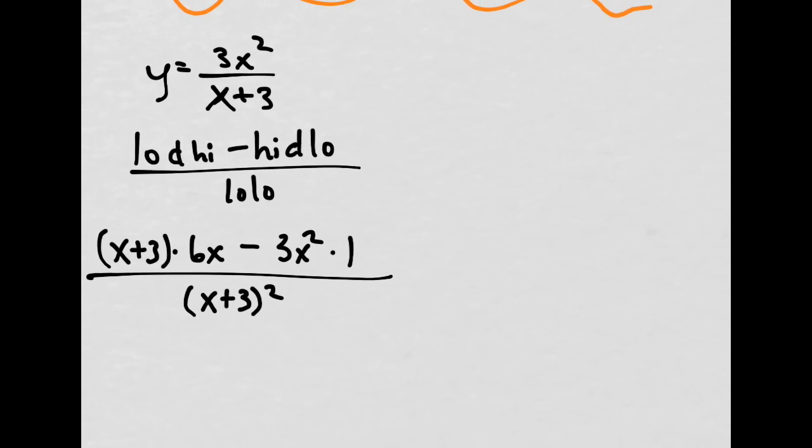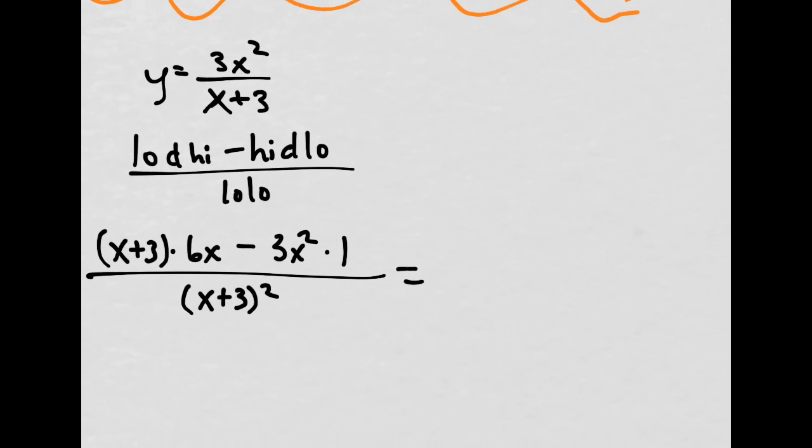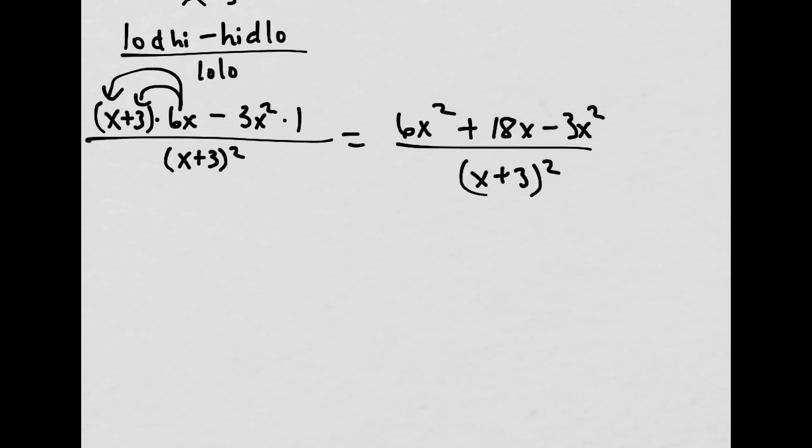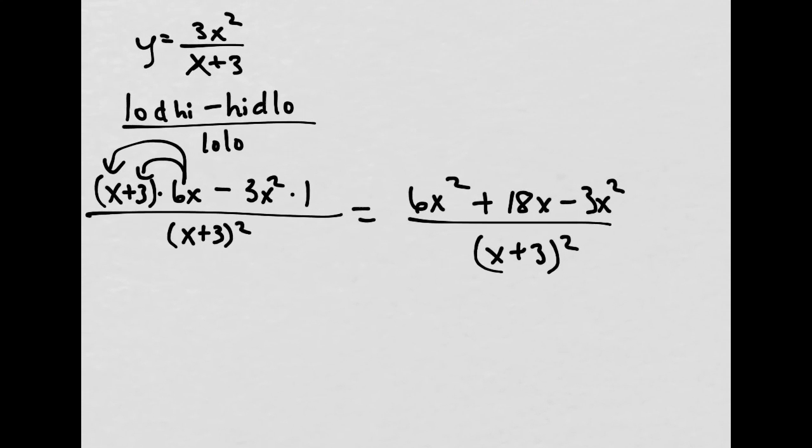So then we need to see if we can simplify something. I can distribute the 6x out. That would give me 6x squared plus 18x minus 3x squared, because it's times 1, over x plus 3 squared. Sometimes the top will factor out to where we can get an x plus 3 and cancel one of them out or something.